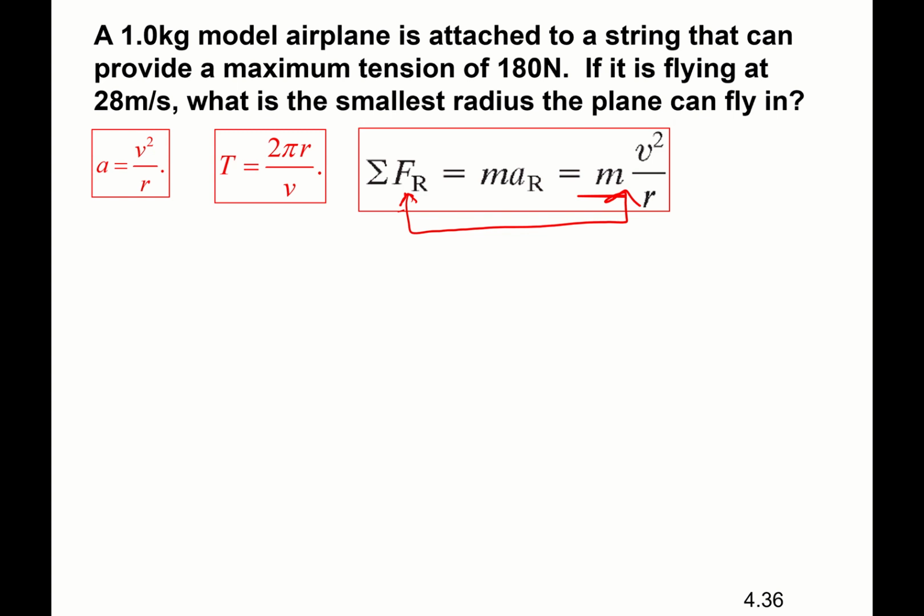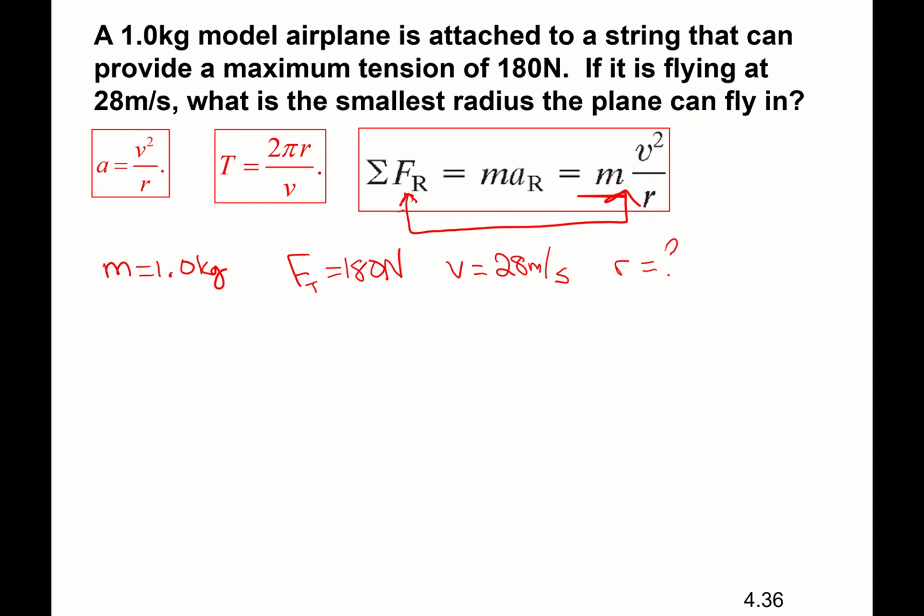Okay, so let's do our GOAL method. Let's see what we've got for numbers. We've got 1 kilogram, so that's going to be the mass. A model airplane is attached to a string that can provide a maximum tension. Tension is force of 180 newtons. And we'll worry about the maximum word later. If it's flying at 28 meters per second, that must be a speed, so 28 is equal to v. What's the smallest radius the plane can fly in? So we want to know what's r.